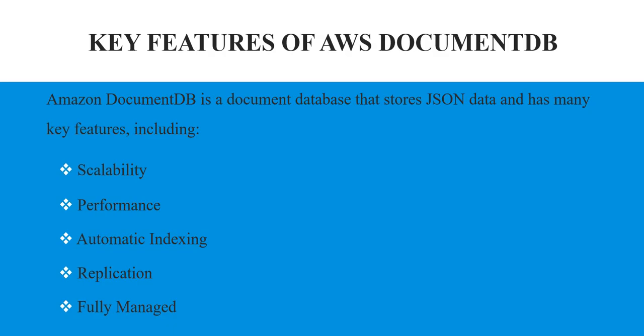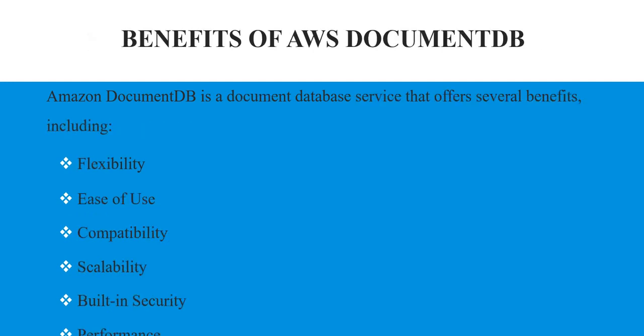These are the key features of AWS DocumentDB: scalability, increased performance, automatic indexing, and fully managed, so we are not worried about other data management tasks. So these are the Amazon DocumentDB key features. Let's move to the next slide, the benefits of AWS DocumentDB. The benefits are flexibility, ease of use, compatibility, scalability, built-in security, and performance. Let's see them one by one.